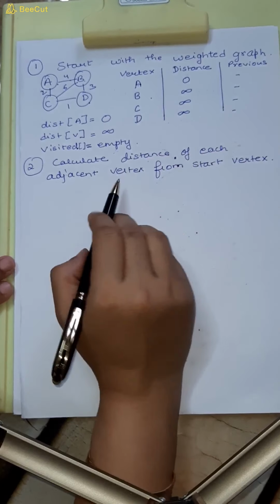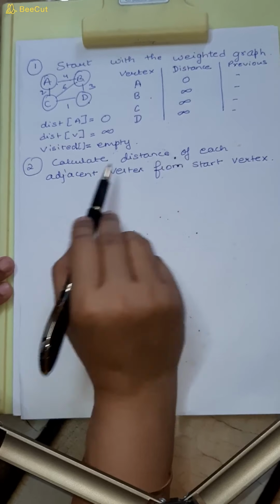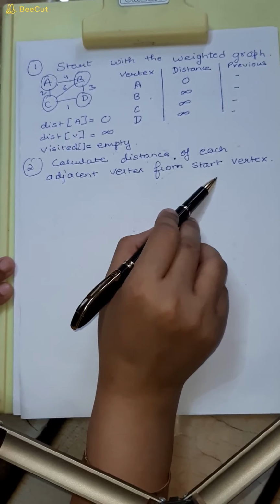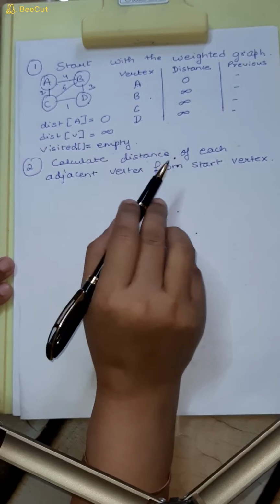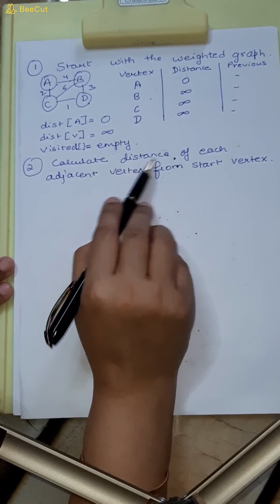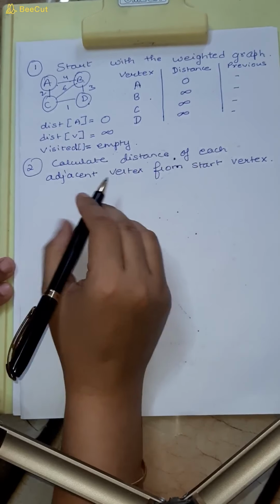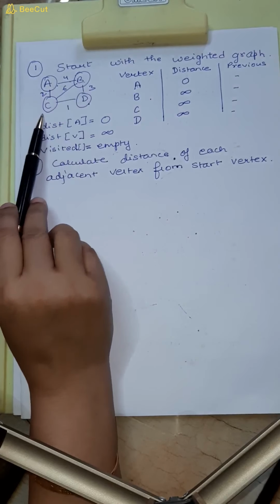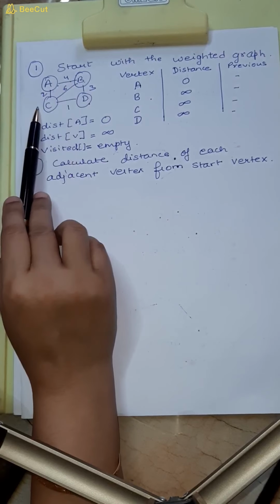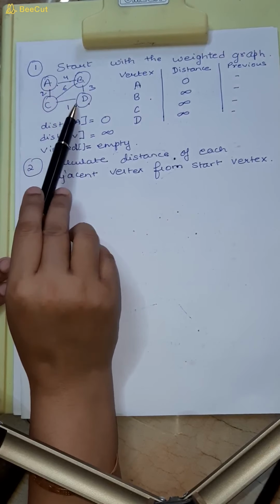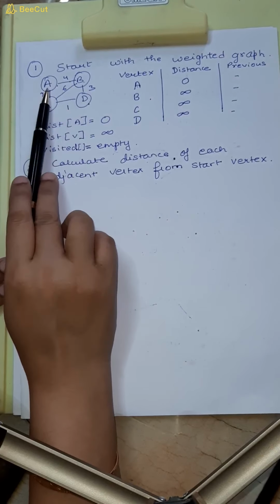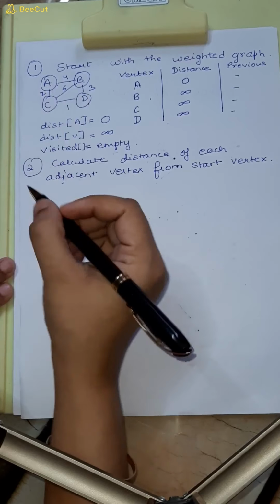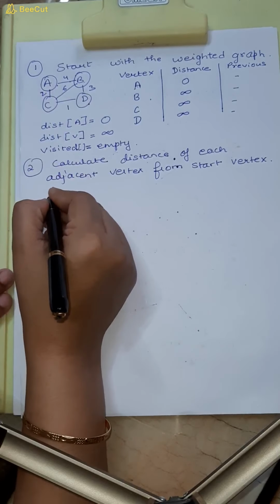Okay, so what we have to do is calculate the distance of each adjacent vertex from the start vertex. The start vertex is A, so we have to calculate the distance of each neighbor of A. If you see the diagram, the neighbors of A are B and C. These are the direct neighbors. We do not have any direct edge for D from A, so we are going to consider only B and C.